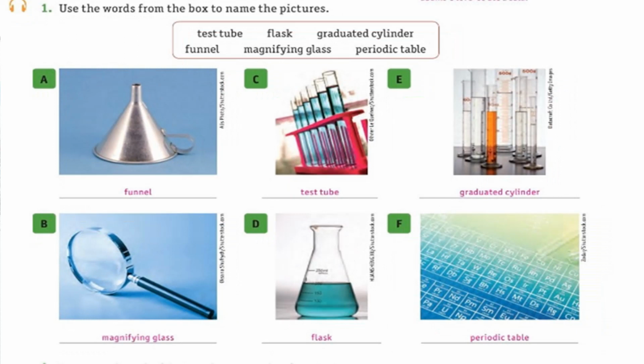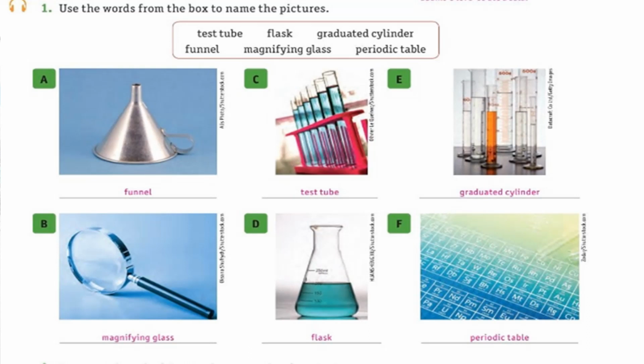So the picture number 1 here, gonna have a funnel. What about B? It's a magnifying glass, okay? So pay attention to the correct pronunciation, magnifying glass. And what about the letter C? It's a test tube. So it's a test tube.